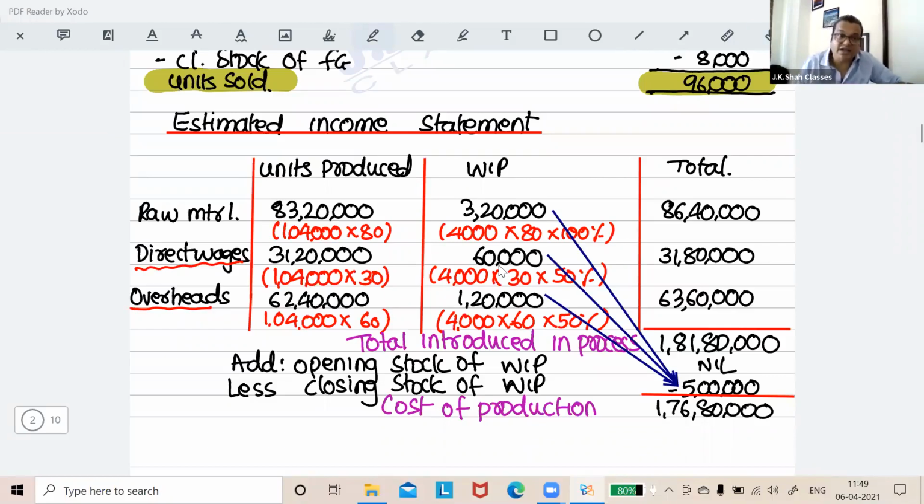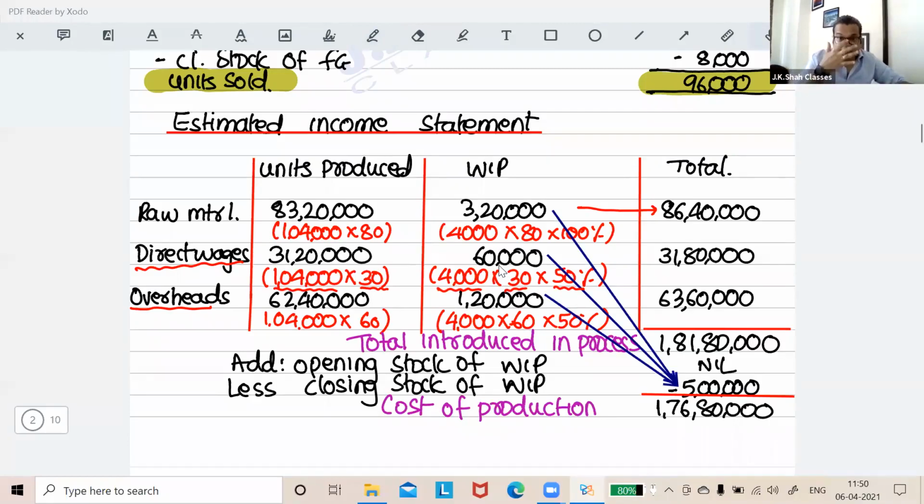Here, direct wages are into 30. That is obviously understood 100%. But here it is only 50%. So I can't have a common column. So for units produced and for WIP, the separation is done. So 83,20,000 of raw material consumed for units produced and 3,20,000 for those units which are in WIP. So my total raw material consumption expected is 86,40,000. For 1,04,000 units, all 30 rupees of wages would be applied because these are finished goods. But for the 4,000 units, 30 rupees into how much? 50%.